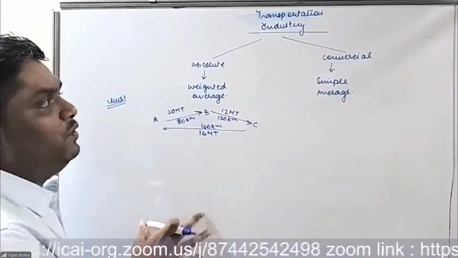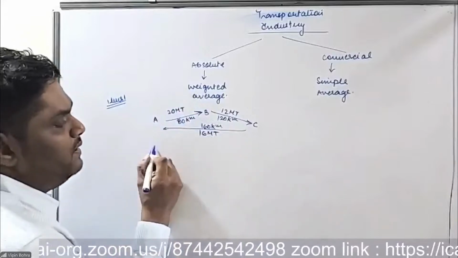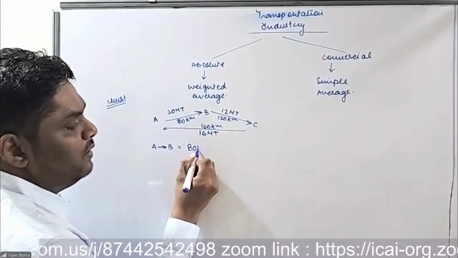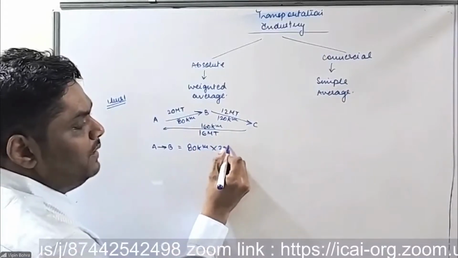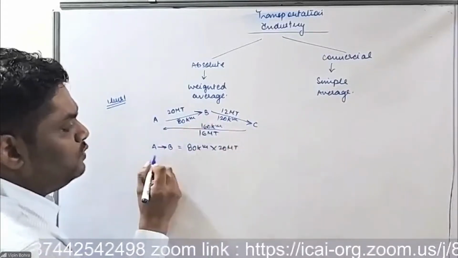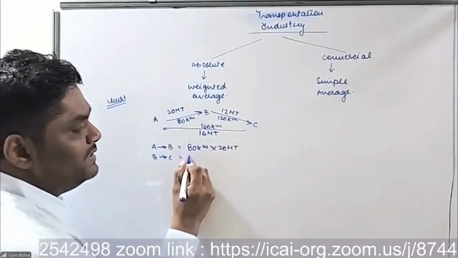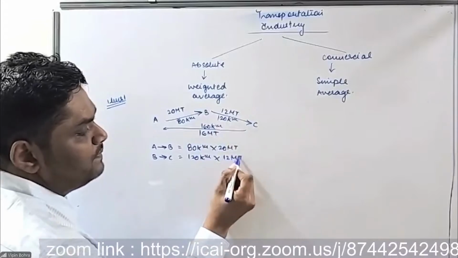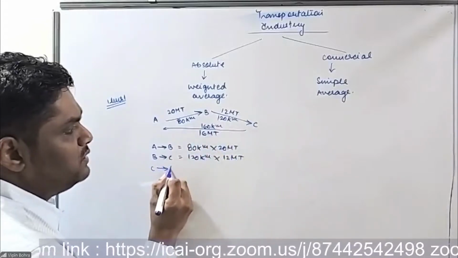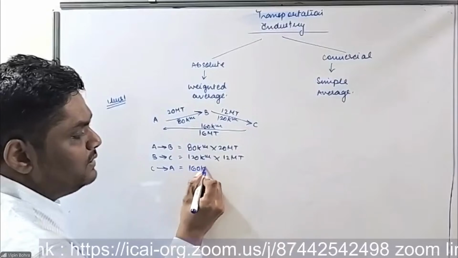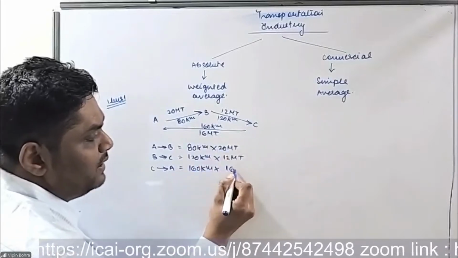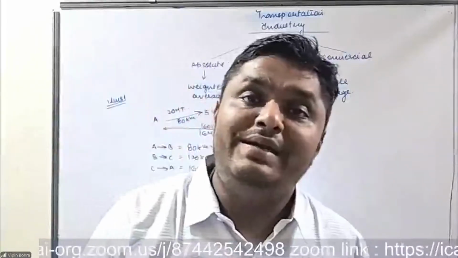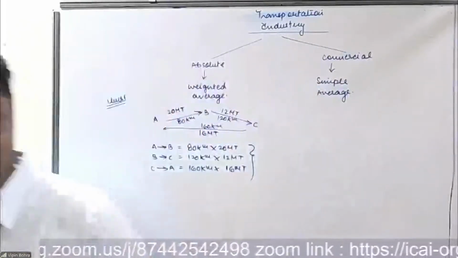Now the question is asking me to calculate the weighted average ton kilometer. Very simple. From A to B, how many kilometers traveled? 80 kilometers, with how many metric tons? 20 metric tons. From B to C, how much is the distance? 120 kilometers. How many metric tons? 12 metric tons. Again, from C to A, 160 kilometers and 16 metric tons. So we are just calculating the weighted average of metric tons and kilometers. So what will be the ton kilometer?